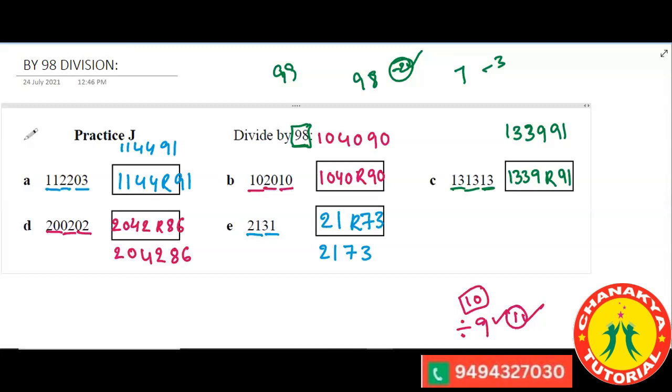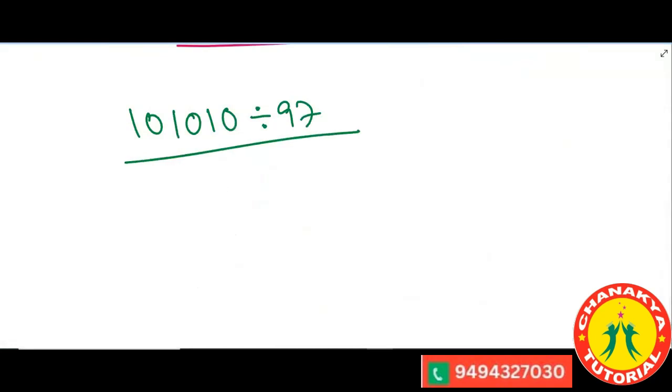There is no separate exercise. Just for your idea, tell me, anyone, what to do if it is given 97? We'll multiply it with 3. Suppose 101010 divided by 97. First, we drop 10. Then 10 into 3, 30. 30 plus 10 is 40. 40 plus 120. 120 plus 10 is 130. 130, 1 is here and 30 is here.